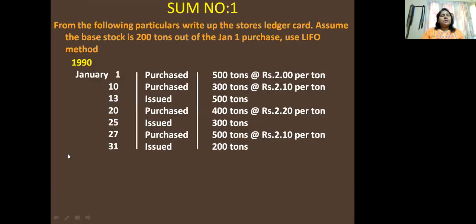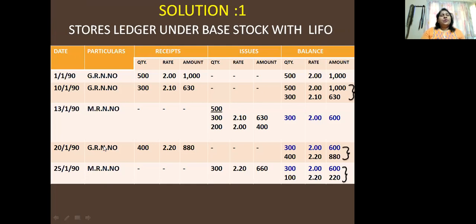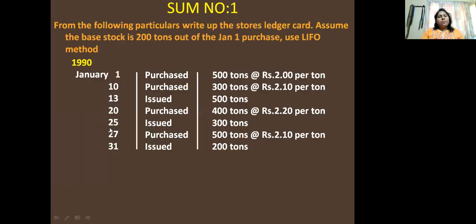Next transaction is 20th January, purchase 400 tons at the rate of 2.2. So 20th January, GRN number, purchase means 400 at the rate of 2.2, 880. Then I'll put nil in the issues column. Again, I will look into the balance column. Only one lot is available. I will rewrite again, and this lot will become the second lot, right? Then I'll move on to the next transaction for the problem.